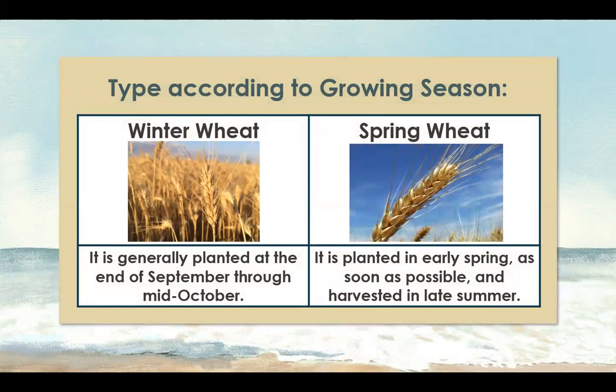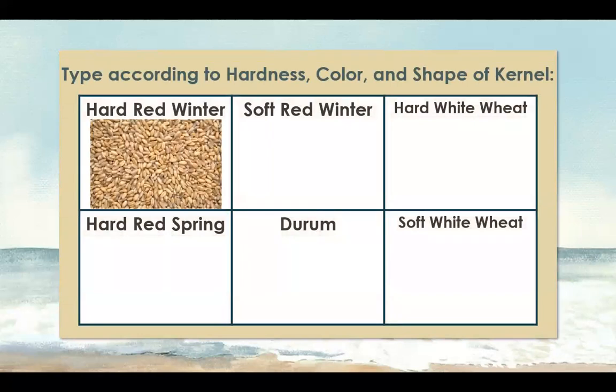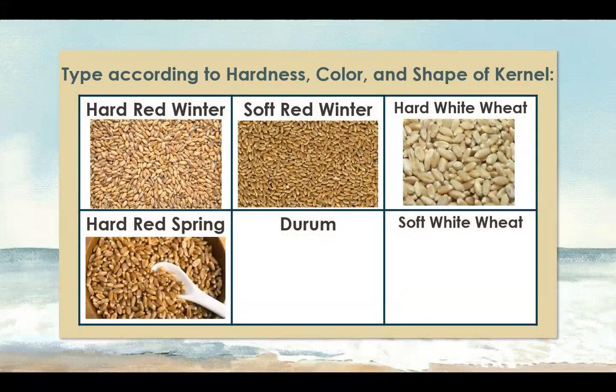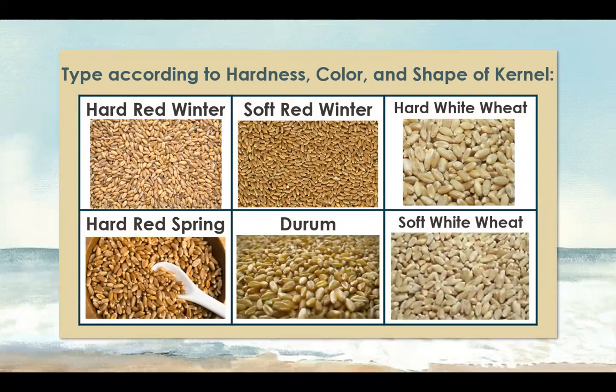Next is type according to growing season. We have winter wheat and spring wheat. Winter wheat is generally planted at the end of September through mid-October. Spring wheat is planted in the early spring as soon as possible and harvested in the late summer. And these are the types according to hardness, color, and shape of kernel. We have hard red winter, hard red spring, soft red winter, durum, hard white wheat, and soft white wheat.